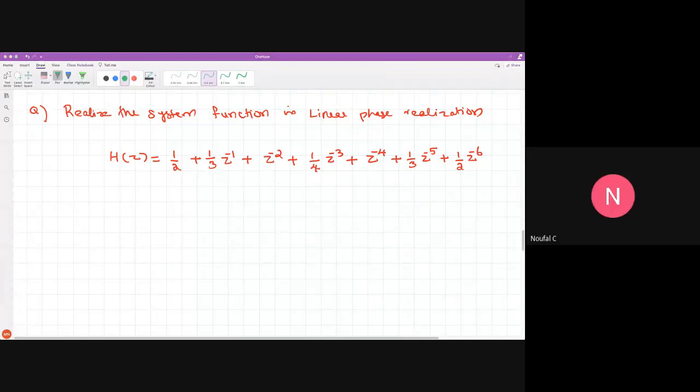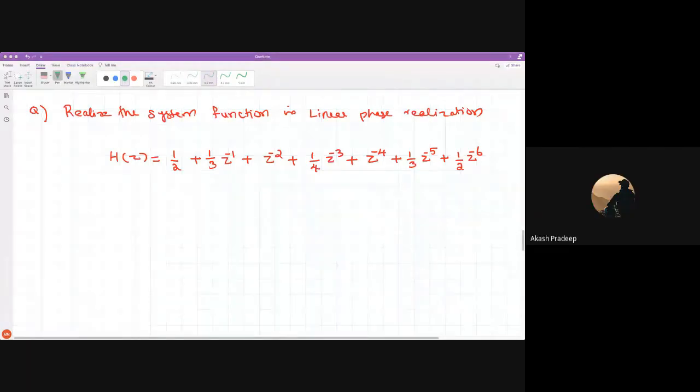All right. So let me take you through an example for finding the linear phase realization. The question is given as: realize the system function using linear phase realization. So I have given you an equation, h of z, in this way. Do you think this is a linear phase filter? Again, is this a linear phase filter? I think it would be clear by now.